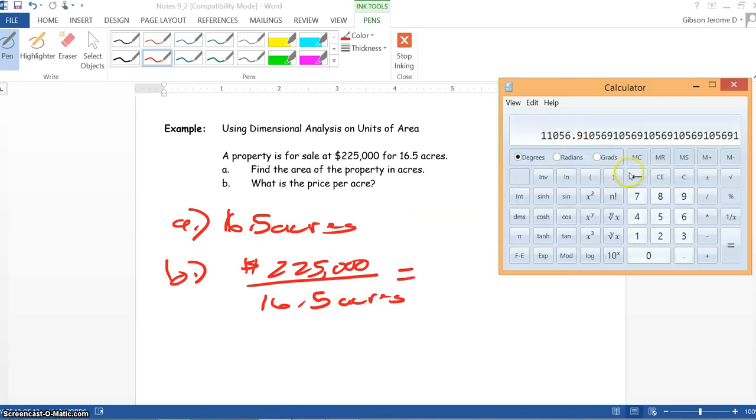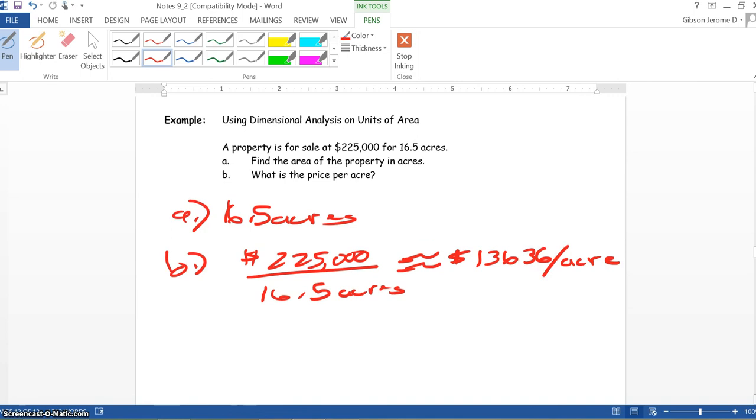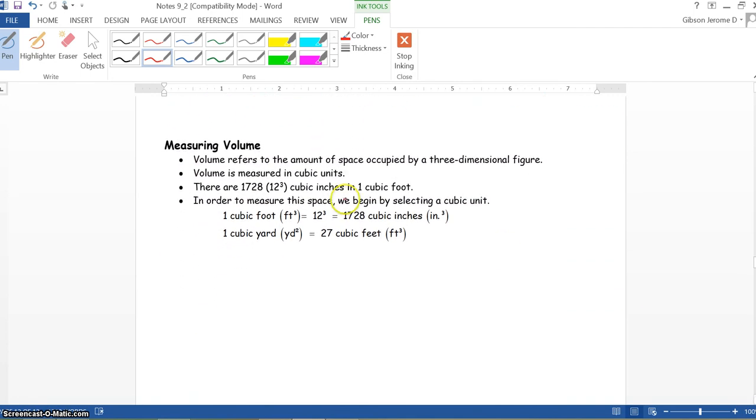We could put that in our calculator. We had 225,000 divided by 16.5, and that gives us approximately $13,636 per acre. Now we come down here to measuring volume.